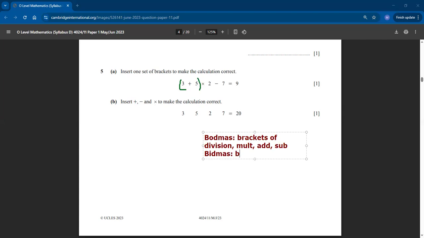And BIDMAS is basically brackets. So you solve the brackets first. Then if you've got indices, you're going to be solving indices, then followed by division, multiplication, addition, and finally subtraction. Okay, that is the rule. That is the order that you're supposed to follow.